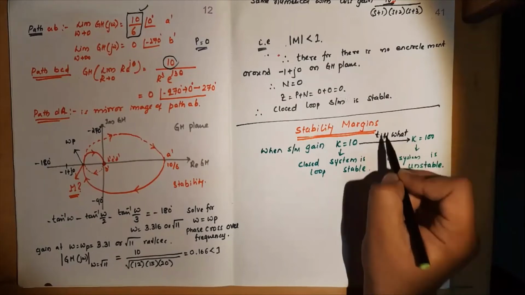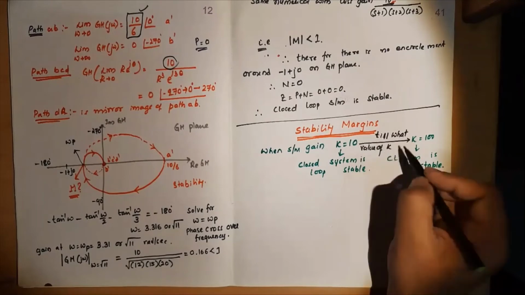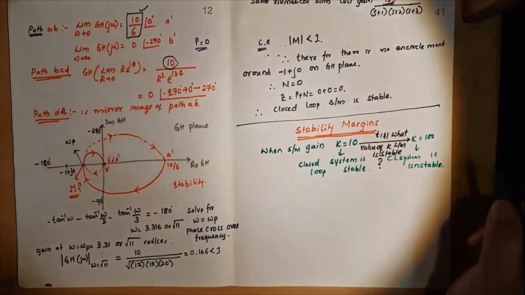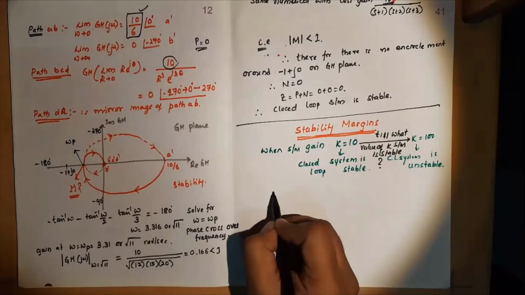Now the question is, till what value of k between 10 and 100 is the closed loop system stable? That is certainly a question for everyone. Suppose you are riding a bike and doing its mathematical analysis, and while riding at 10 kilometers per hour, your analysis says it is stable. While riding at 100 kilometers per hour, your analysis says it is unstable. So obviously we will have a question: till what speed can I ride so that it will remain stable?